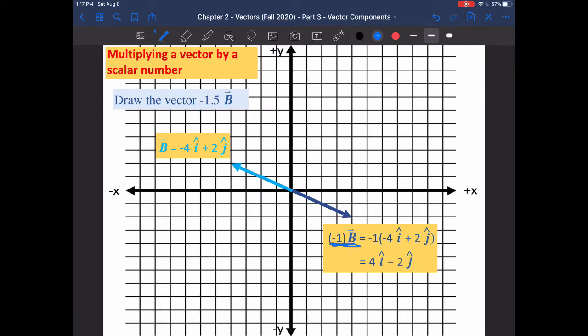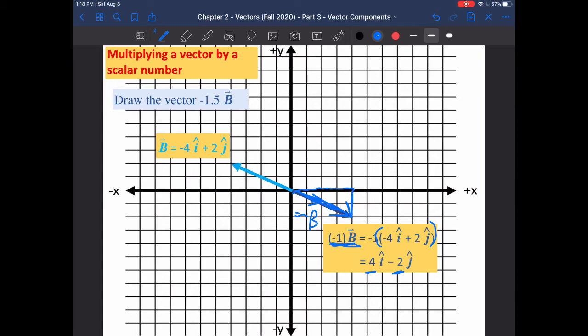But we can check that with components. What is minus 1 times b? That's minus 1 times our vector definition of minus 4 i hat plus 2 j hat. So minus 1 times minus 4 is just 4. Minus 1 times 2 is minus 2. And I'm going to draw that vector: 4 in x, minus 2 in y. And this is my vector, minus b. Okay, so we can see that the method with components gave us exactly the same thing as our rules told us.